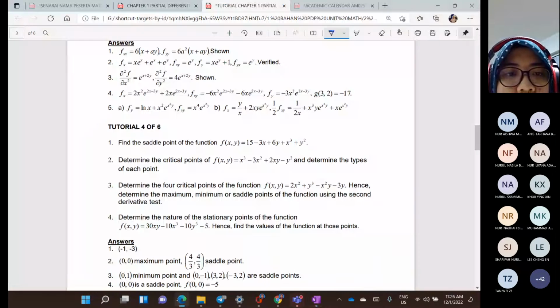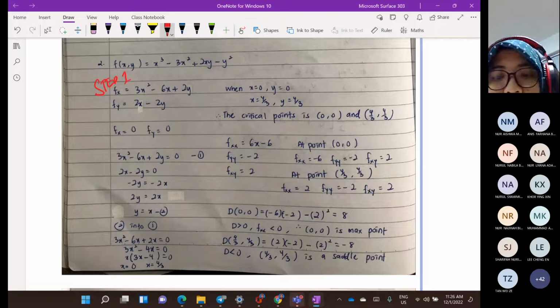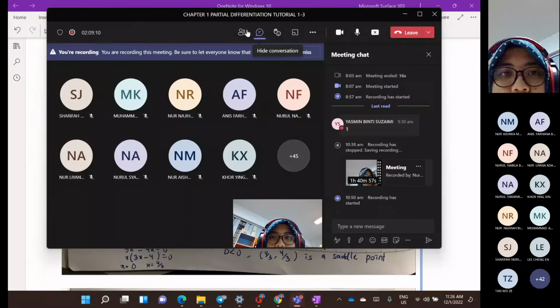Number 2, soalan number 2, determine the critical points and determine the type of each point. Okay. So step 1, this is your step 1. Okay, step 1. Tengok sikit.